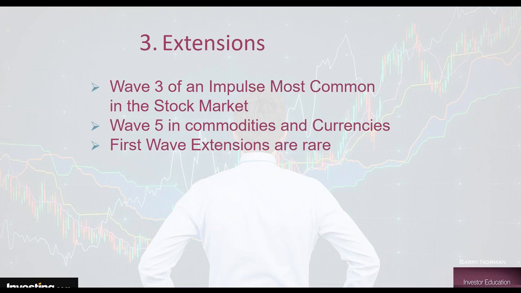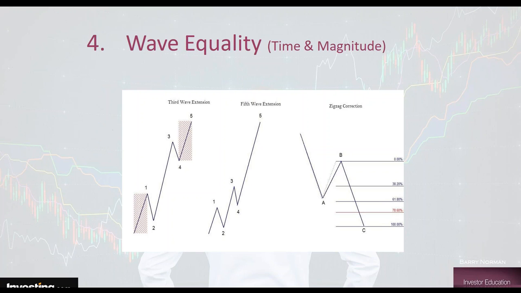Extensions. Wave 3 of an impulse is the most common in the stock market. Wave 5 in commodities and currencies. First wave extensions are very rare.